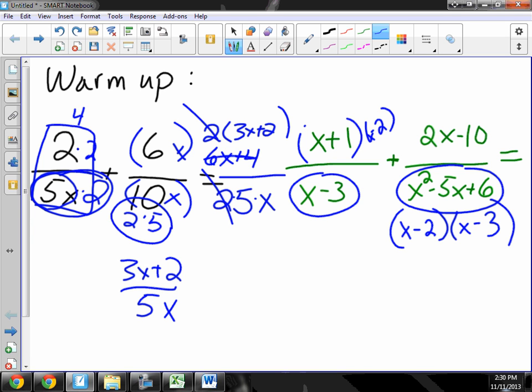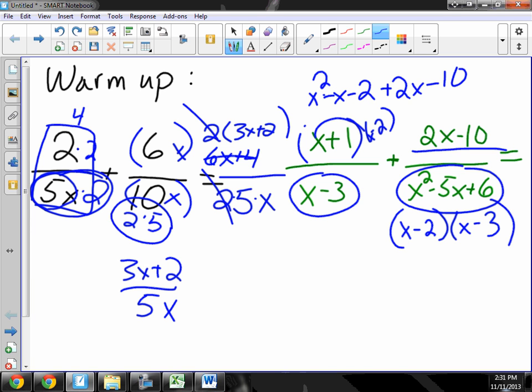So let's distribute these. X squared minus 2x plus 1x plus x minus 2, and minus 1. Sorry, you guys are right. Minus x minus 2. And then I have to add the other side, which is 2x minus 10.